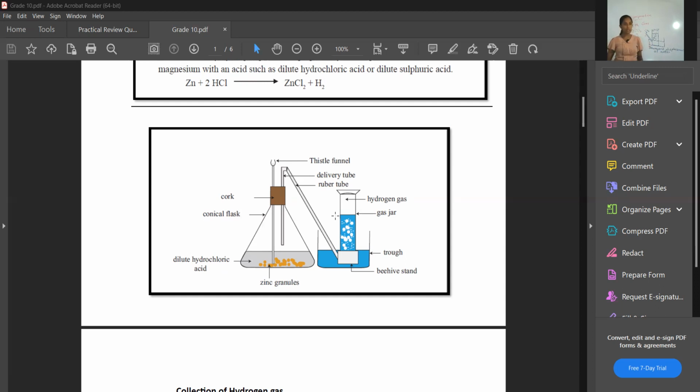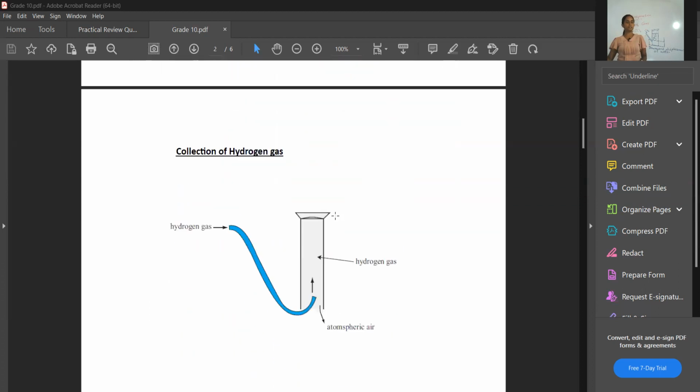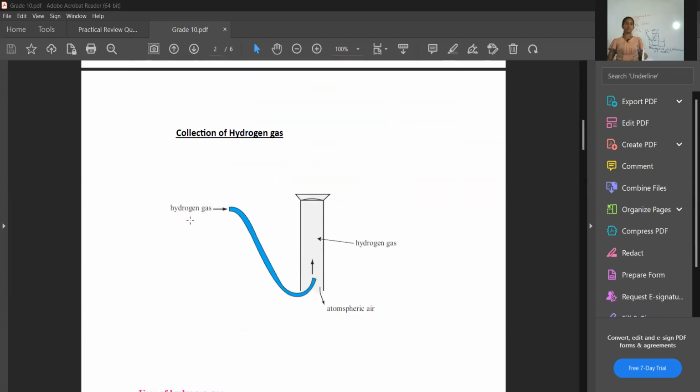And there is another method of collecting hydrogen gas. What is that? At the beginning, I told you when we consider the properties of hydrogen gas, it is less dense than air.